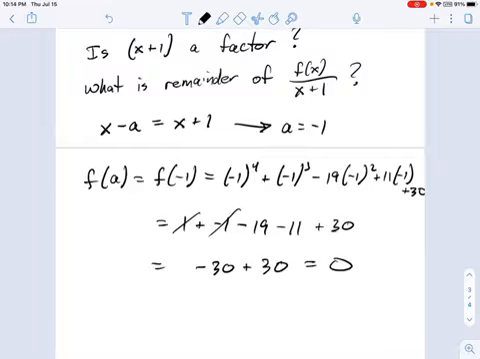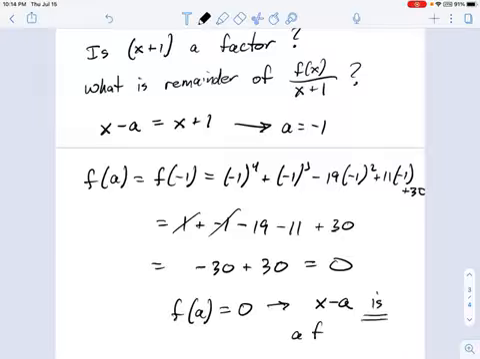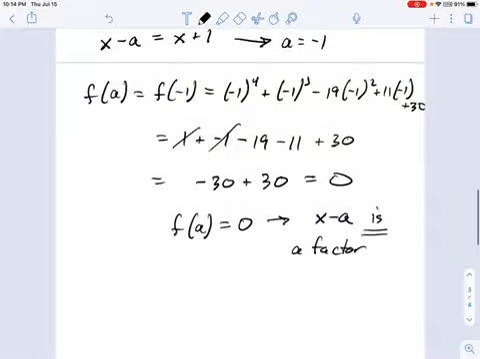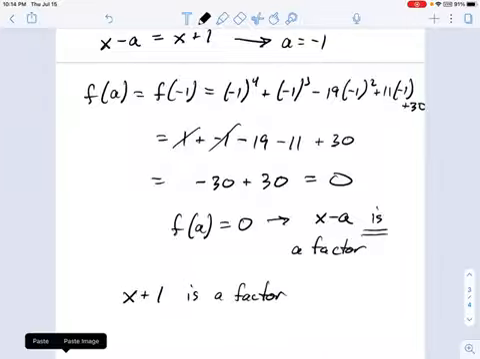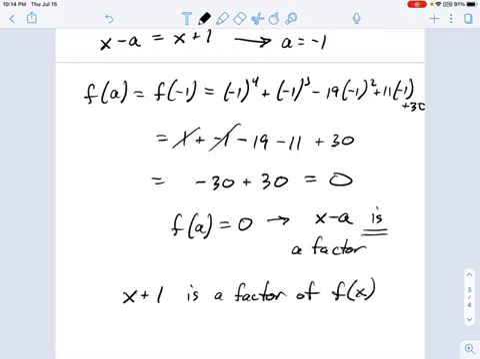So do you remember what that means? When f of a equals 0, that means x minus a is a factor. Or in other words, x plus 1 is a factor of that big polynomial, f of x.